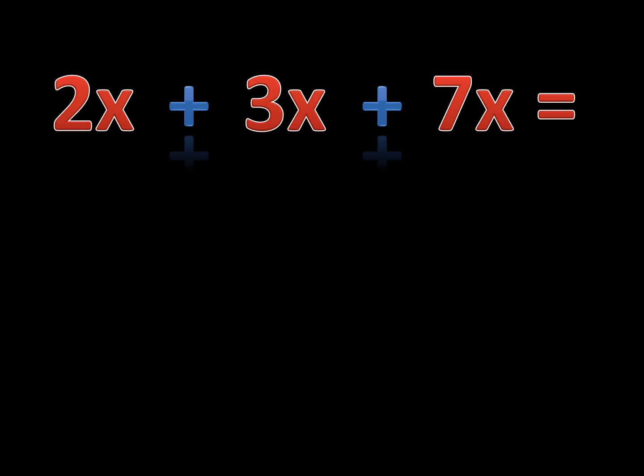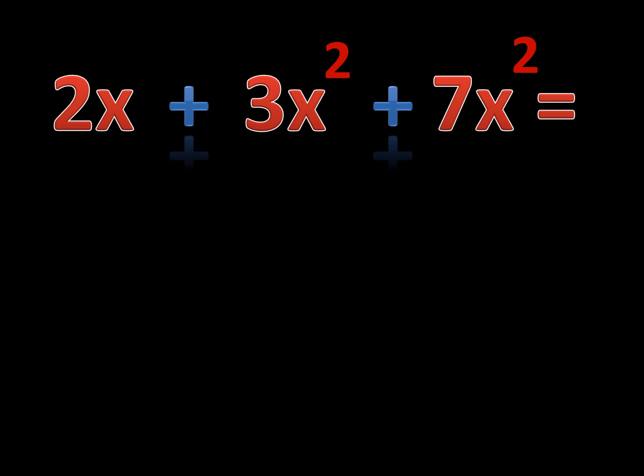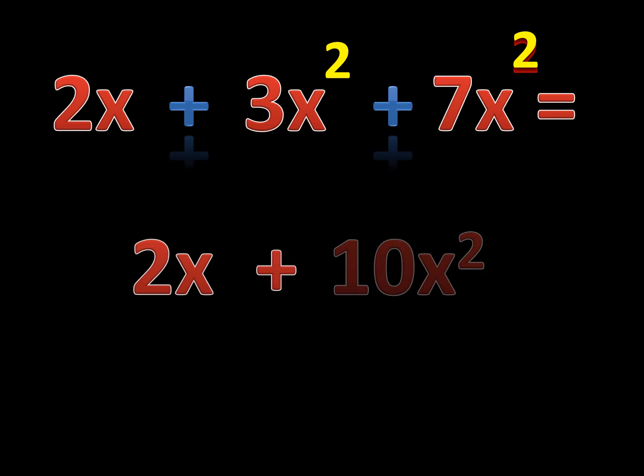2x's plus 3x's plus 7x's is 12x's. Remember to say 12x. 2x plus 3y plus 7x can't all be added together because x and y are not the same, so you get 9x plus 3y. 2x plus 3x squared plus 7x squared will produce 2x plus 10x squared.